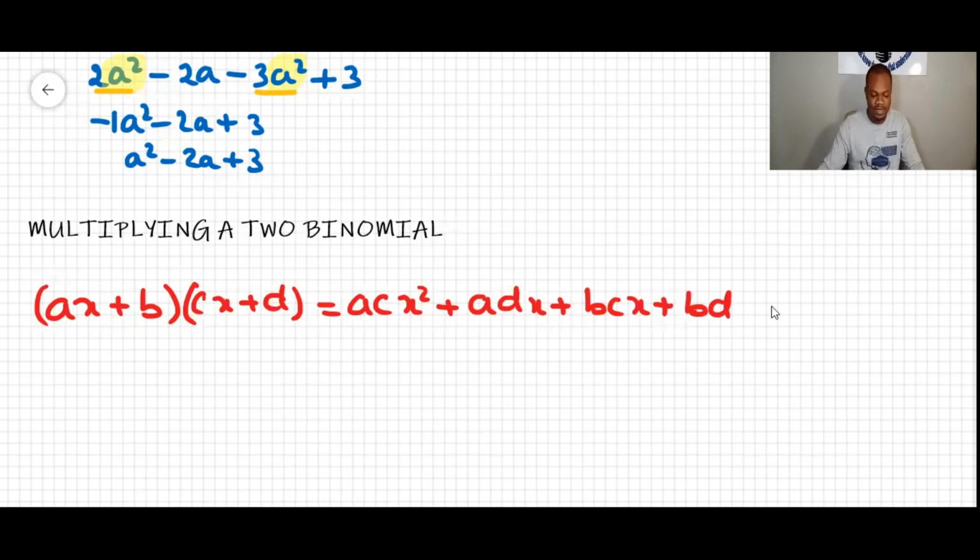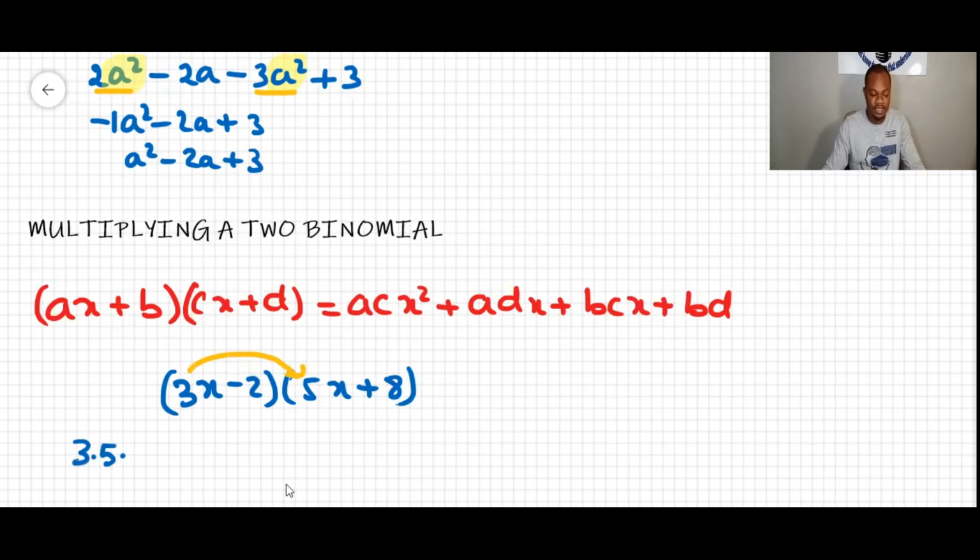Let's say we have 3x minus 2 times 5x plus 8. And they say simplify this expression. So this is what I'm going to do. I'm going to do 3x times 5x. Okay, this will be what? 3 times 5. I first do the coefficients, times x, that makes x squared.